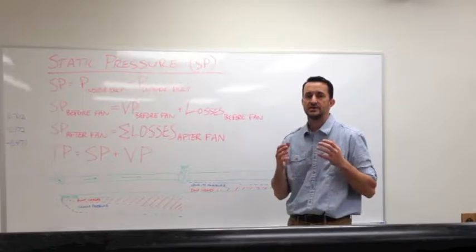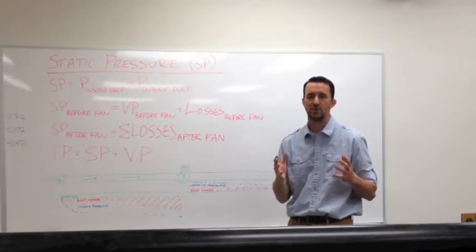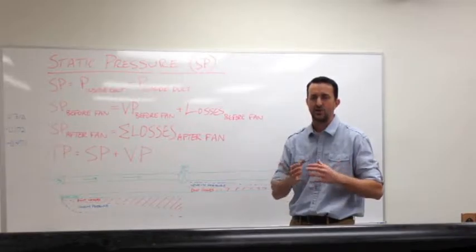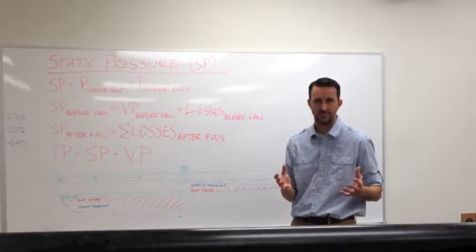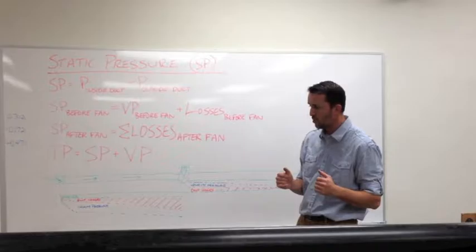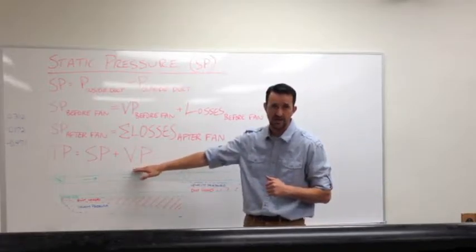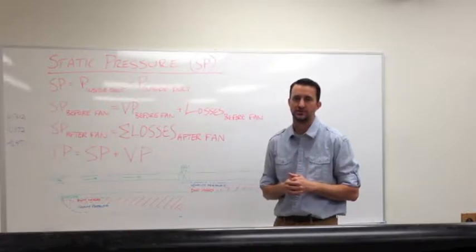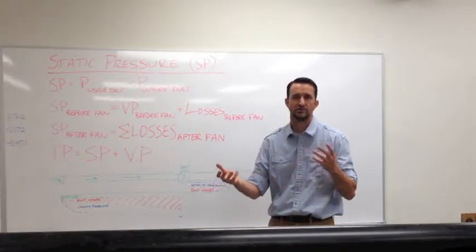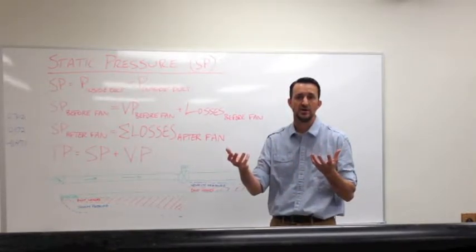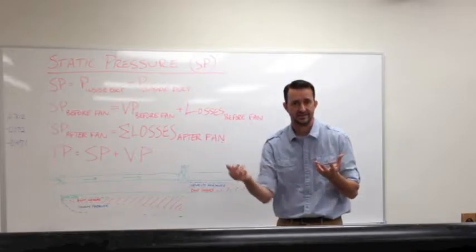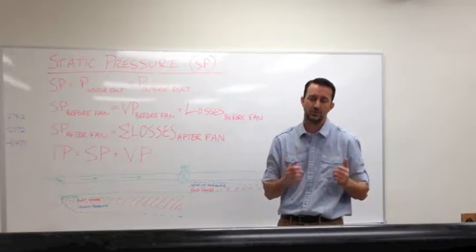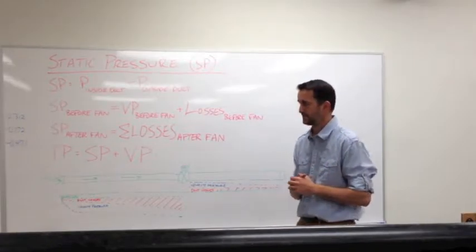Now, if the ventilation system was perfect, if it was the ideal world, okay, and there were no friction losses at all, the total velocity pressure you could get would be equal to the static pressure. Okay? So your static pressure and your velocity pressure would be equal because 100% of that static pressure would get converted to velocity pressure. In the real world, there's going to be friction losses.